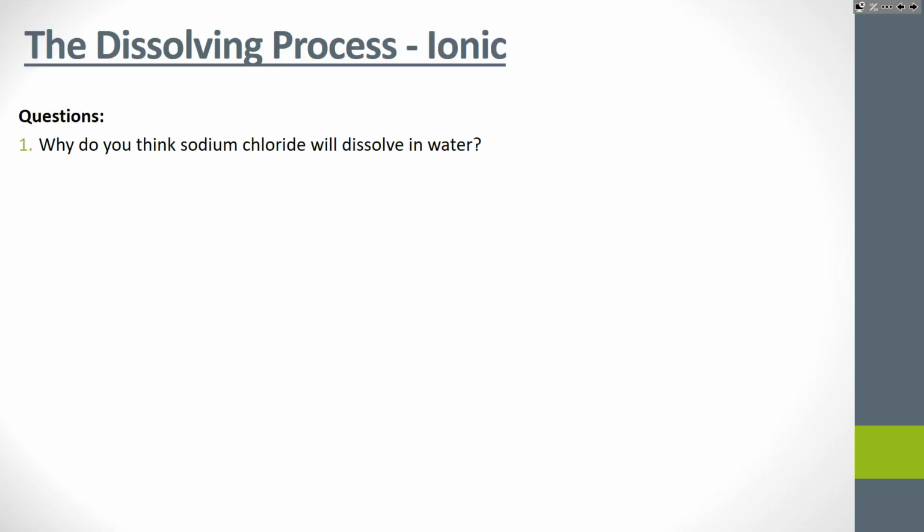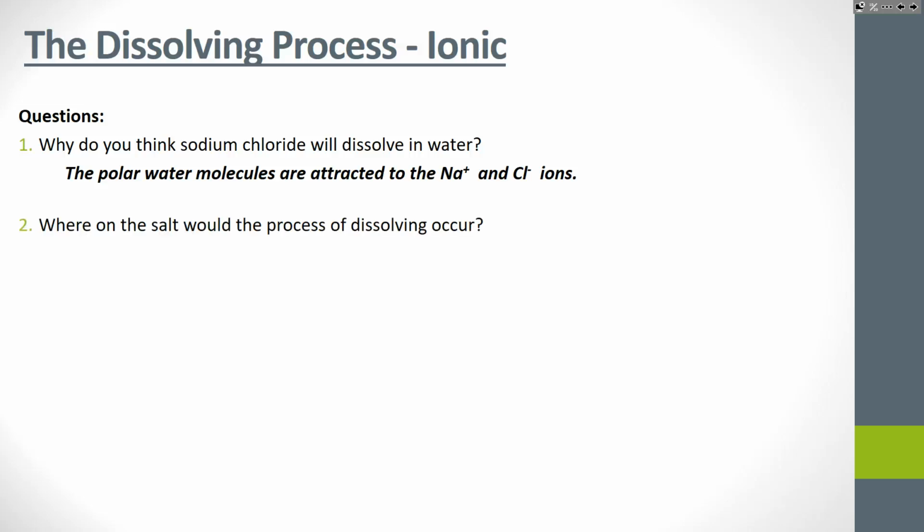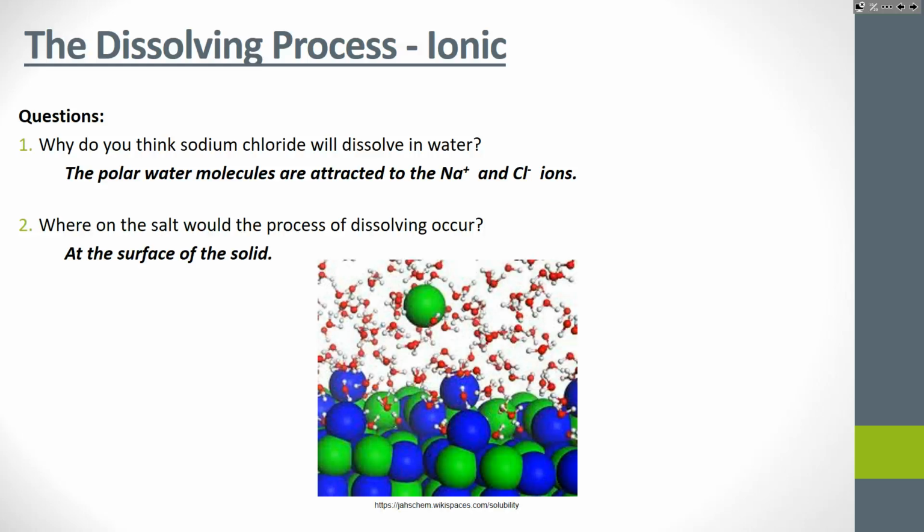So why do we think sodium chloride would dissolve in water? Because the polar water molecules have an attraction to those ions, the Na pluses and the Cl minuses. Now, if you imagine you drop a chunk of salt into the water, where does that dissolving process start? It starts at the surface. The blue and green little circles on here represent the positives and negatives of the salt ions. The water is going to start attacking the outside of that chunk of salt, and then work its way in. Everything dissolves from the outside in. We'll talk about how to make things dissolve more quickly, but the more surface you have, the more quickly and easily things will dissolve.